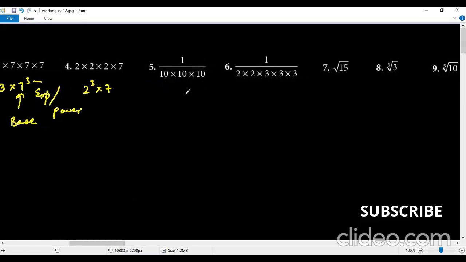Now, question number 5, I have to write this as 10. There are three different times, but they are a denominator. I will write 10 power minus 3 because it is working as a denominator. Now, in terms of question number 6, I'll be writing 2 to the negative 2 multiplied by 3 cubed, which is negative because it is a denominator.